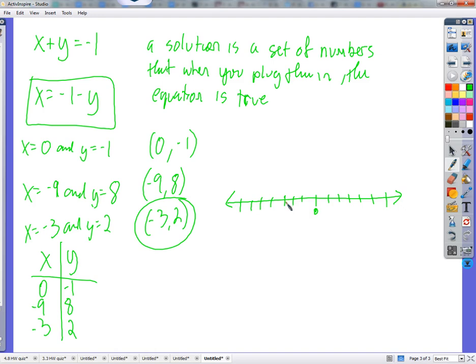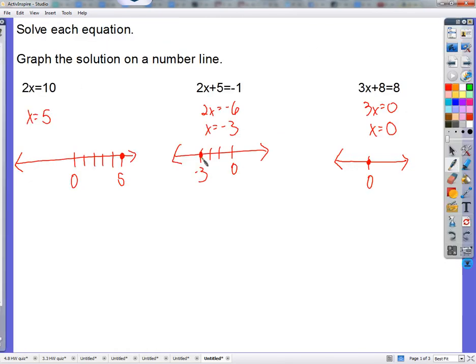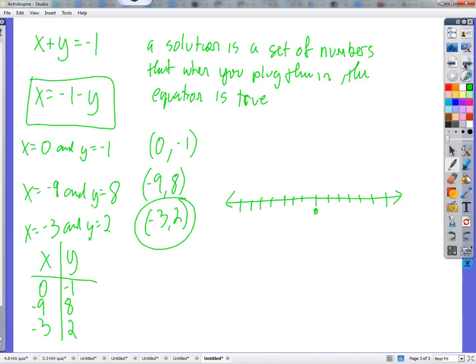Derek? Because if you have negative 3, then you add 2, it's negative 1. And that's what you have to find there. Okay. What I'm saying is, if just x being negative 3 was the solution, you could graph it on a number line. But now the solution is not just x, it's not just y, but it's a pairing of x and y together. They are the solution. Steven? So would you go up? Okay, so the horizontal direction could represent the x value, and the vertical direction could represent the y value.